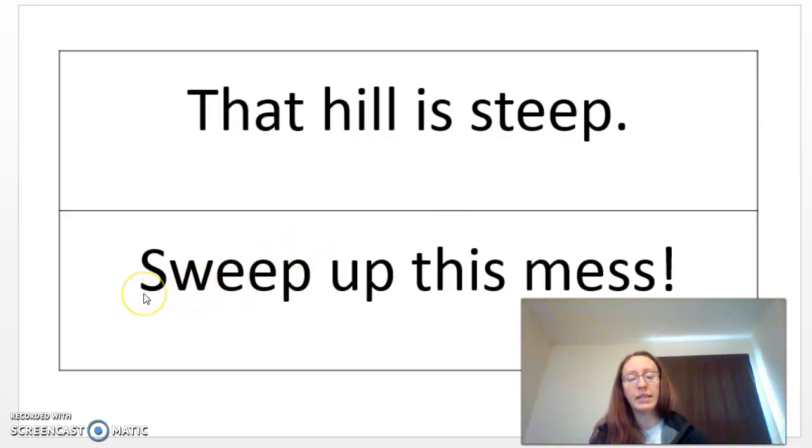Okay, let's look at the next sentence. Go ahead and read it on your own. If you need to pause it to do that, go ahead. Like I said before, it's important to be able to read the words on your own. Sweep up this mess. Sweep up this mess. And they use an exclamation point, so we say it with feeling. Sweep up this mess!